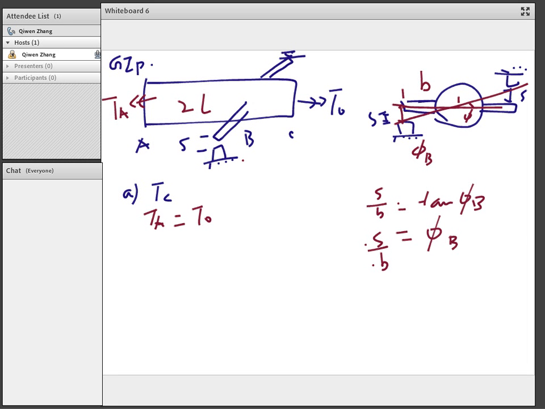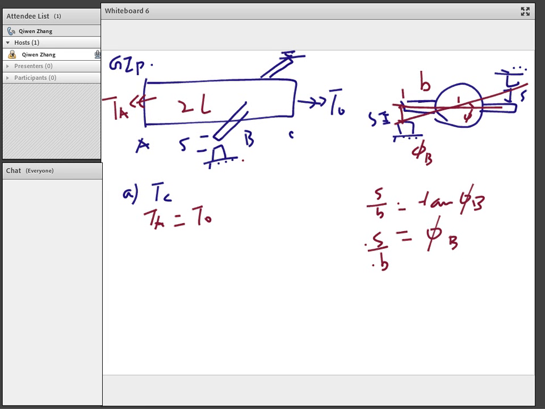So that's part A, and then part B asks, when you apply a torque T0 that is greater than TC, what is VC? So when you apply a torsion greater than the critical torque, A, B, and C, what is VC?